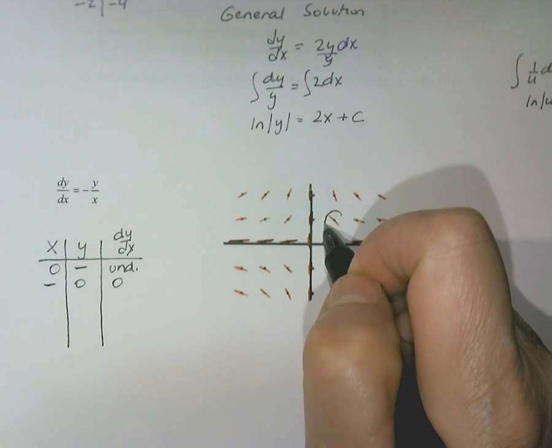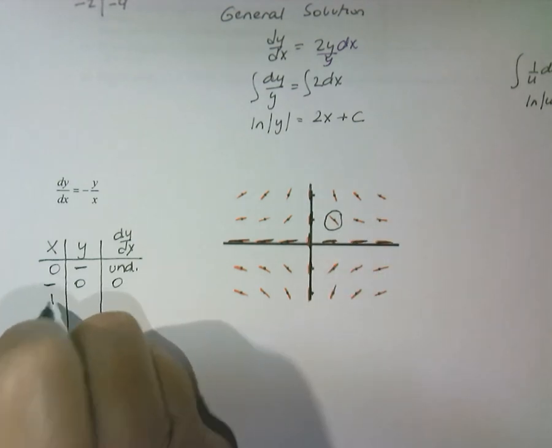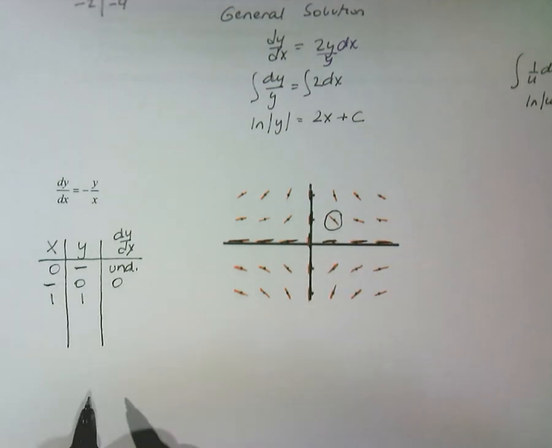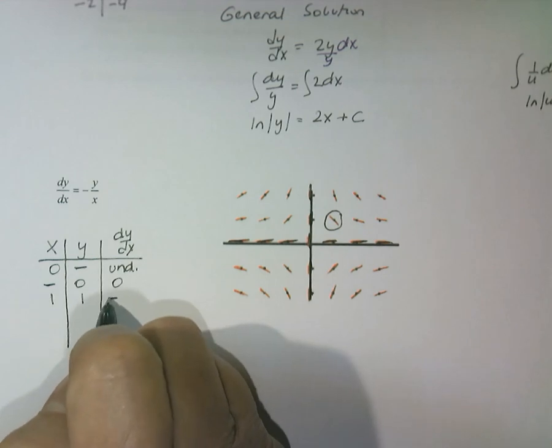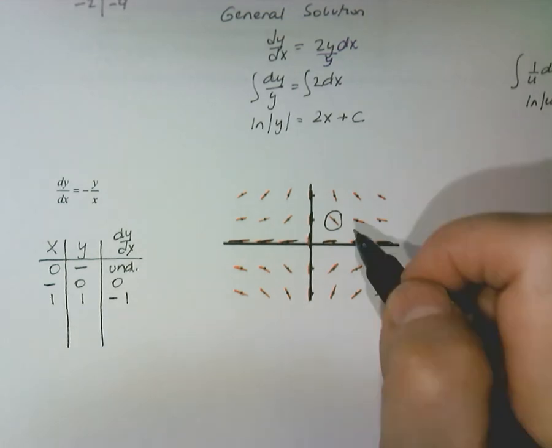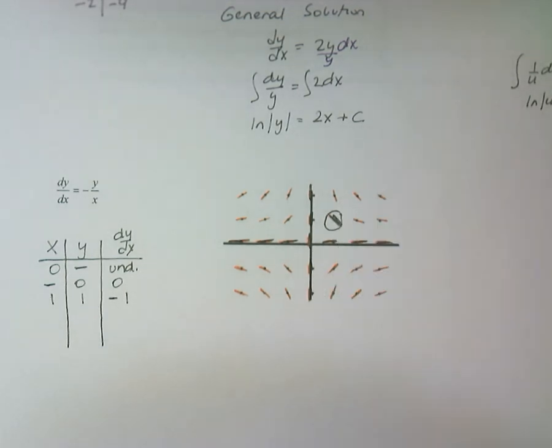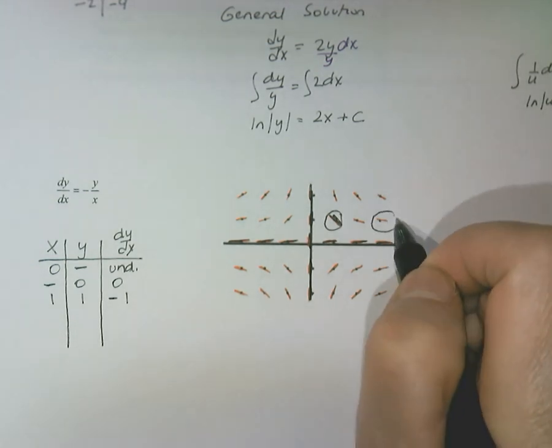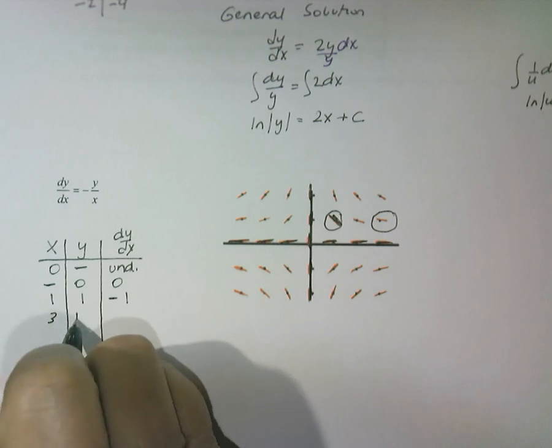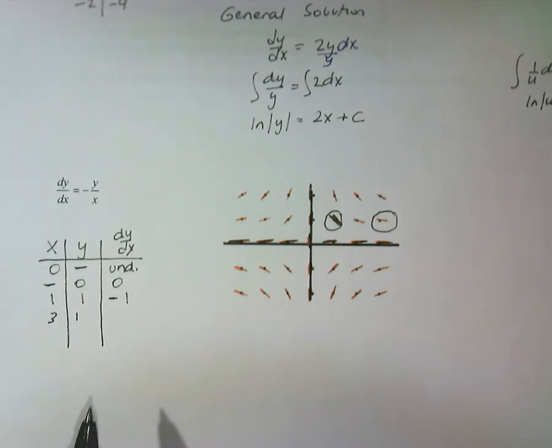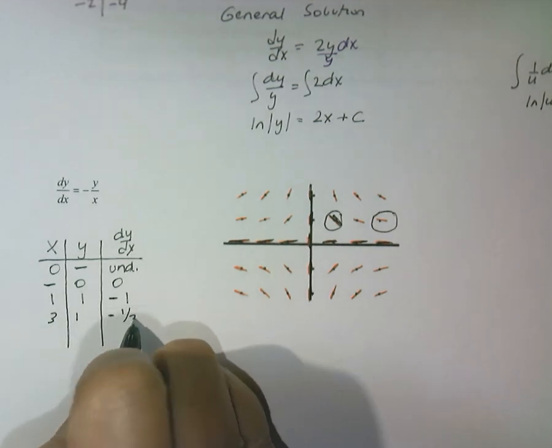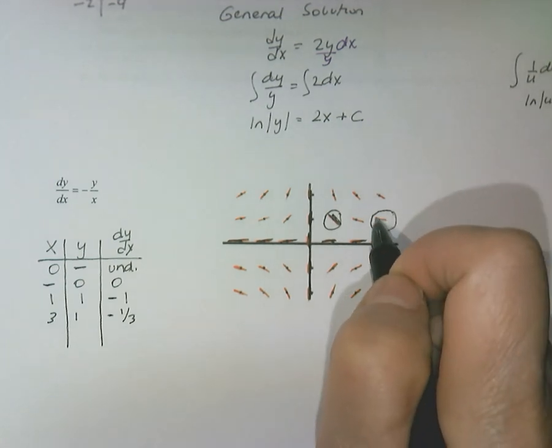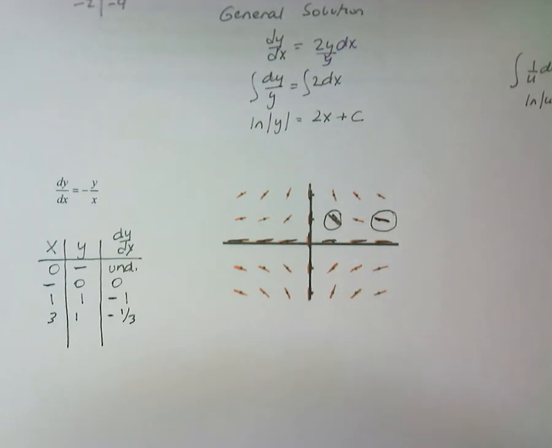Let's look at this point 1, 1. If x is 1 and y is 1, I have -1 over 1, so I have -1. So the slope is -1. Let's pick this point here, 3, 1. So that's going to give me -1/3. So it's a negative slope, but it's not as steep as this one.